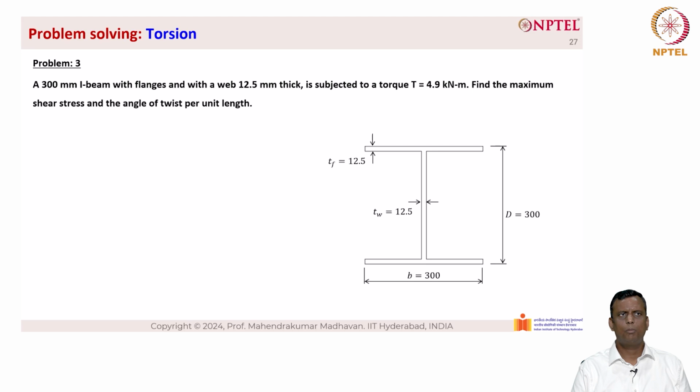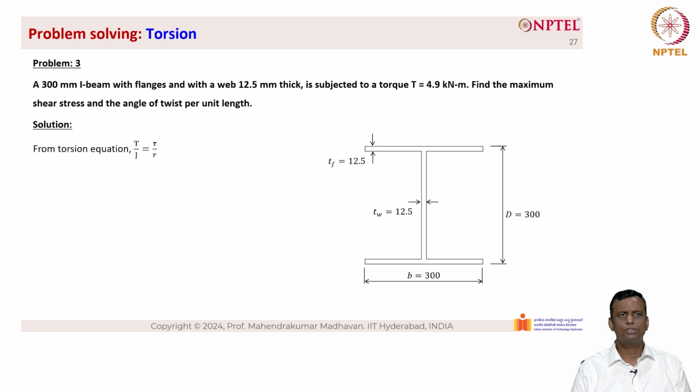Now, let us look at problem 3. Here we have a 300 mm I-beam with flanges and a web of 12.5 mm thickness subjected to a torque T equal to 4.9 kilonewton meter. Find the maximum shear stress and the angle of twist per length. The cross section dimensions are shown here. Basically, it is an H section because the depth is equal to the width of the section, so the aspect ratio is 1. Such sections are not called I sections, but H sections.